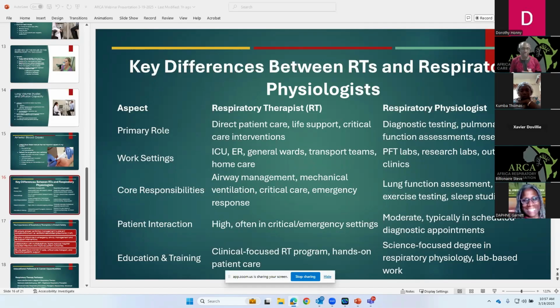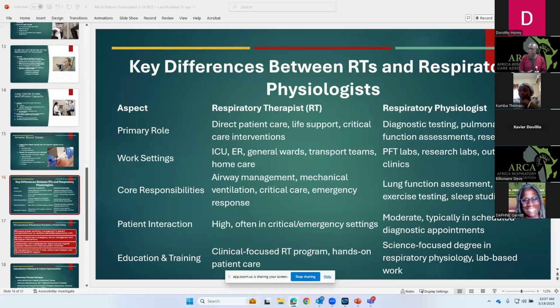Most of the time, when a respiratory therapist is working on a patient, it may be on the acute side, where something really bad happens. The patient is in the emergency room or in the ICU. The patient doesn't go home right away until the patient actually gets better, and the respiratory therapist continues to follow the patient. The education and training.